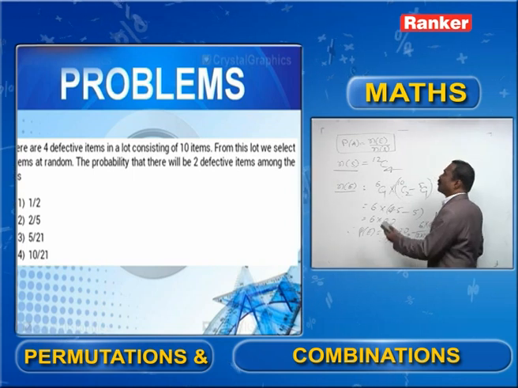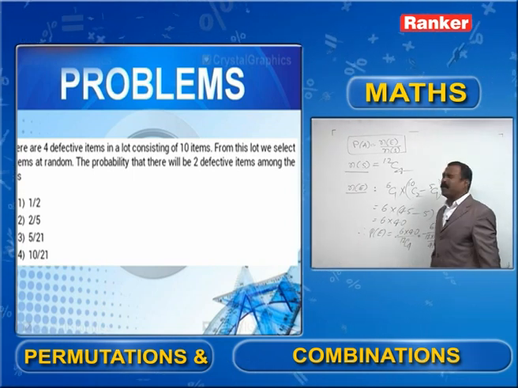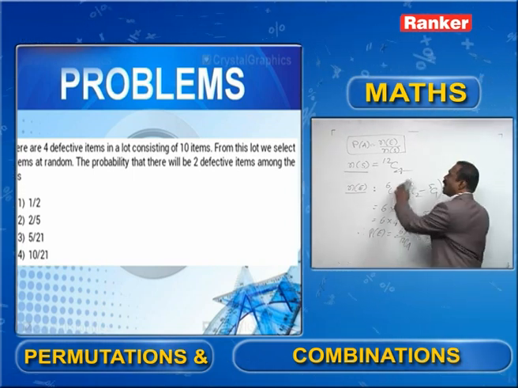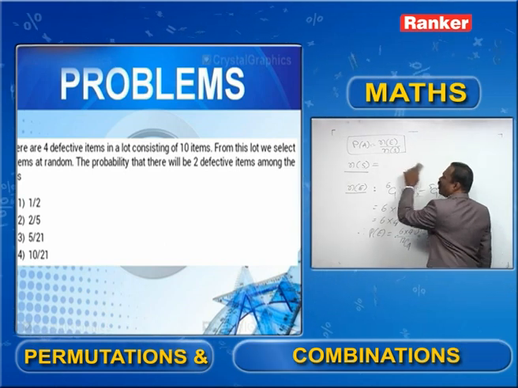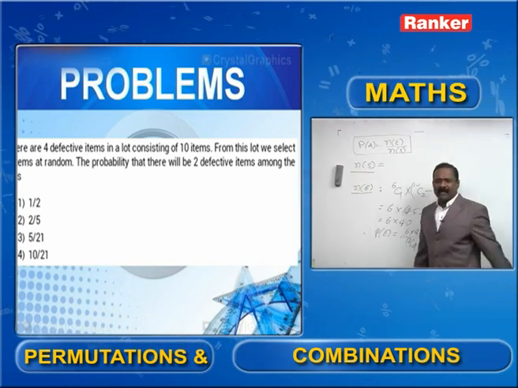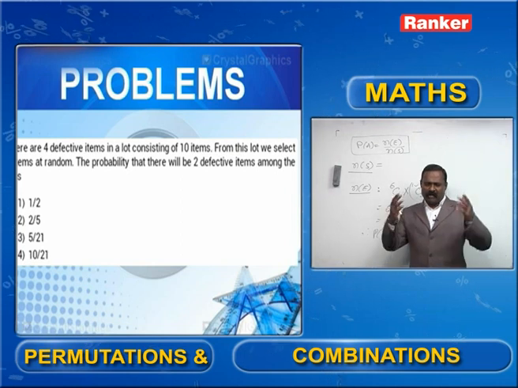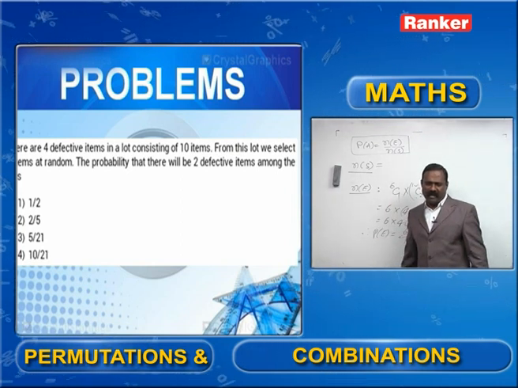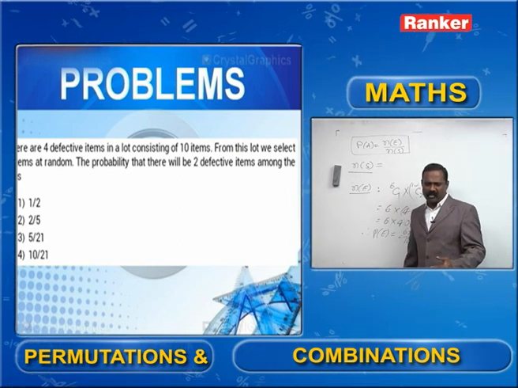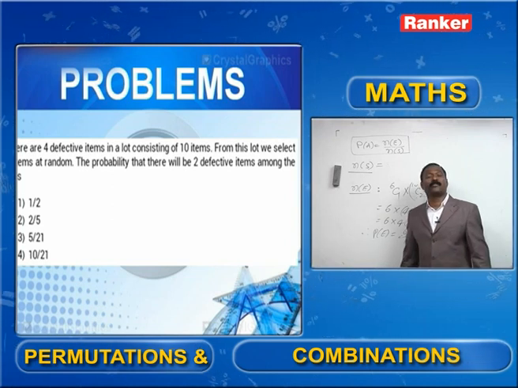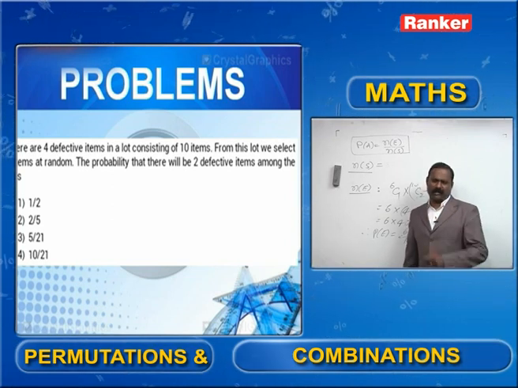Now, let us write. The formula is one and the same: P of A is equal to N of E upon N of S. I need the total number of outcomes, N of S. How many items are taken? How many total number of items are there? First of all, you see that there are 4 defective items in a lot consisting of 10 items. So, how many total number of items are there? 10 total number of items are there.